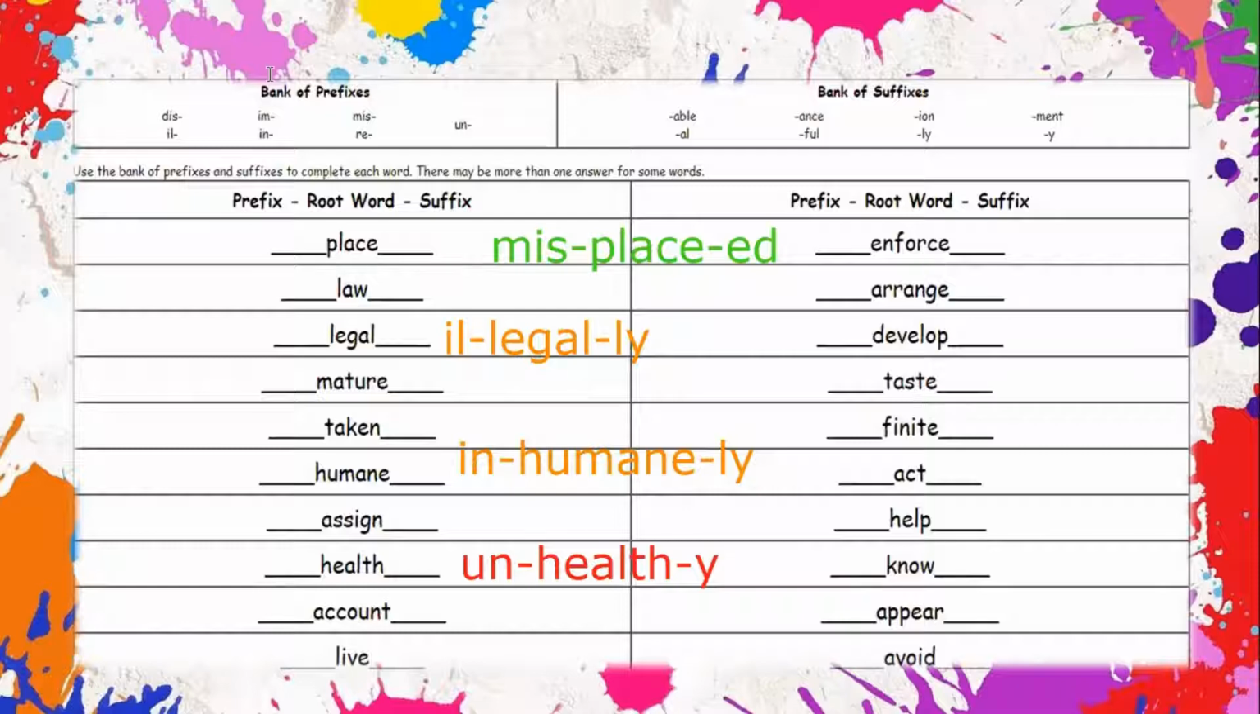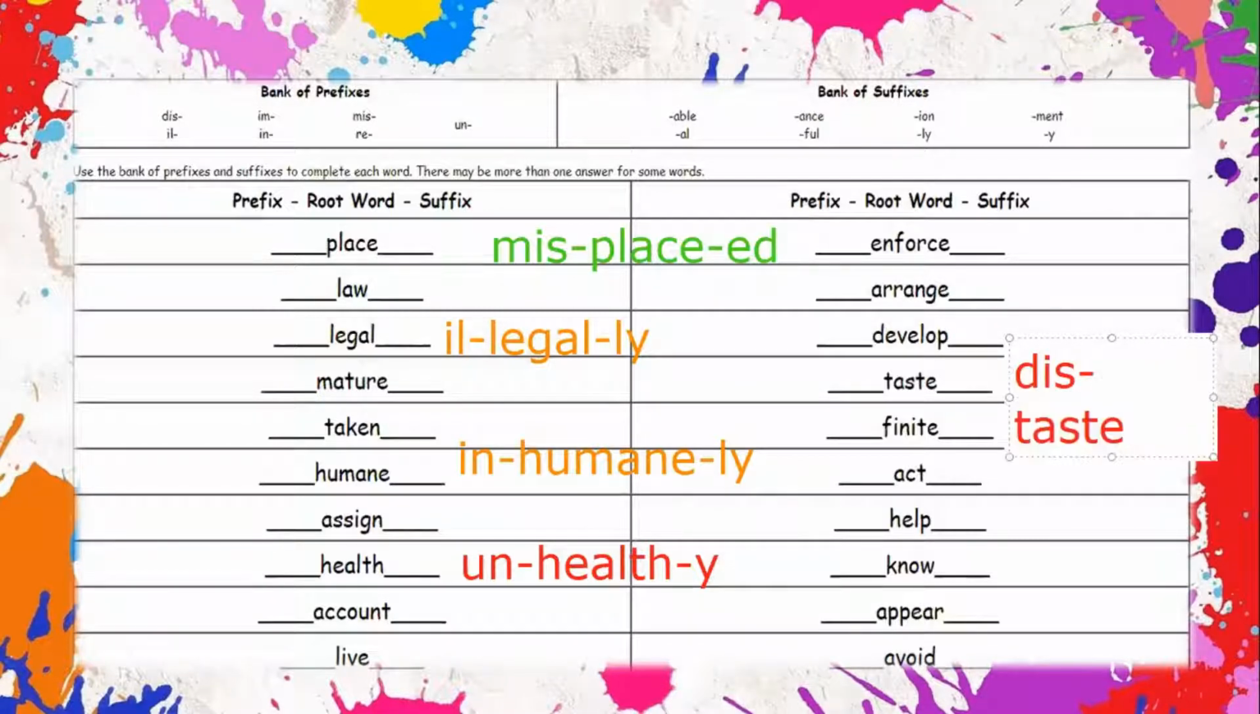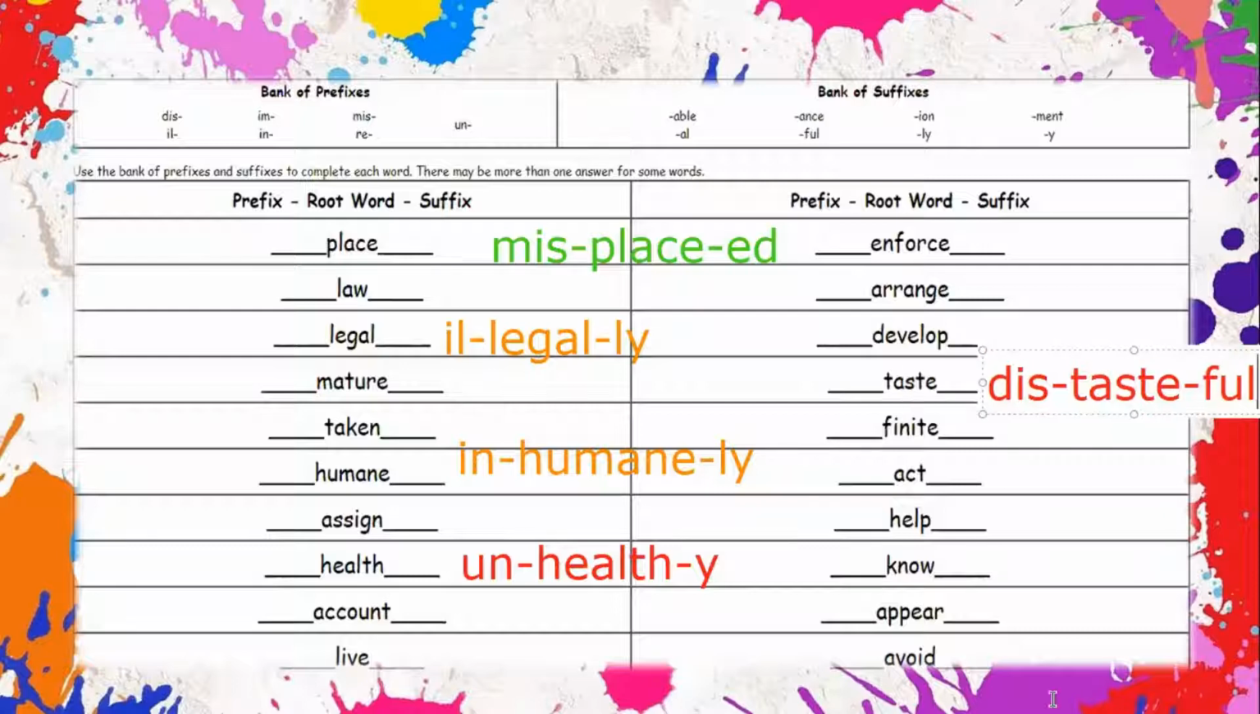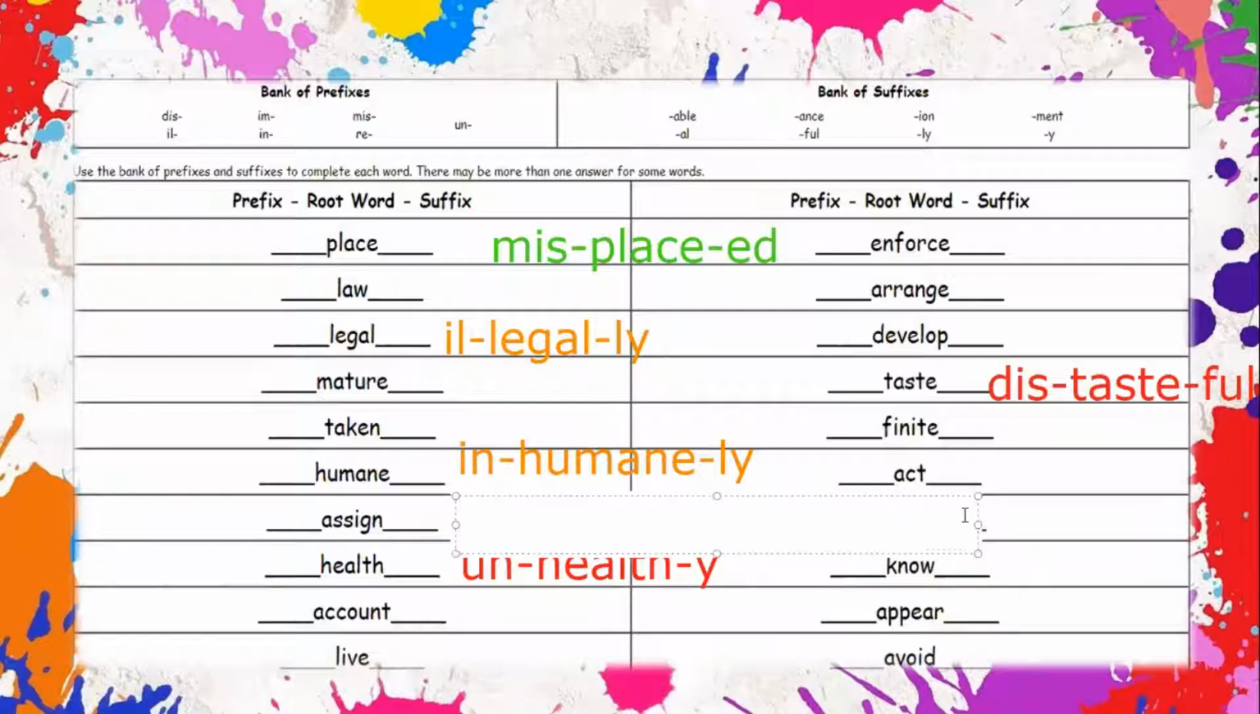So let's look at taste. Taste is our root word. Our prefix is this, sorry. Taste is our root word, and full would be our suffix that we would add to the end. So our new word would be distasteful. Okay, just to give you an idea of some of the new words that would be formed as we go through.